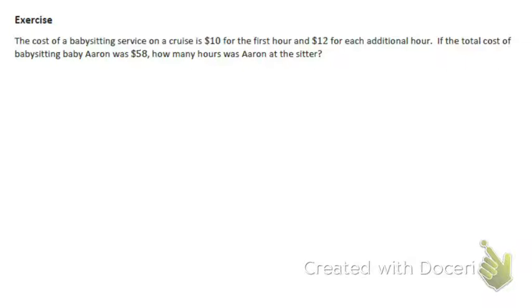So right here, I believe this should be page 9, the last page of lesson 17 before the problem set. This one's a little bit different, but we'll still go over it. We'll do a tape diagram as well as an equation. It says the cost of babysitting service on a cruise is $10 for the first hour, and then $12 for each additional hour after that. If the total cost of babysitting baby Aaron was $58, how many hours was Aaron at the sitter?